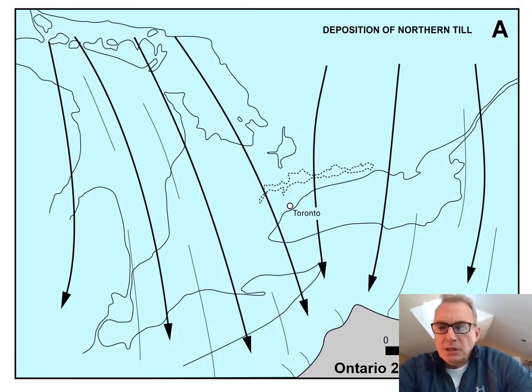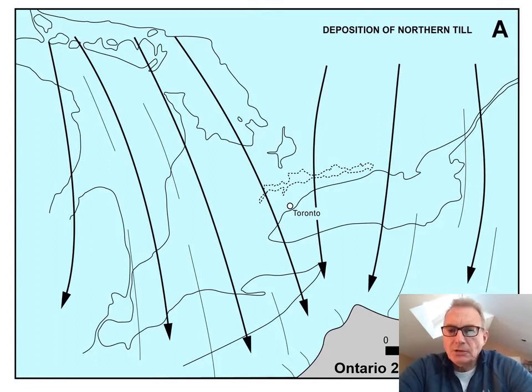So this is what our part of the world would have looked like about 20,000 years ago. I'm sorry I didn't indicate Owen Sound on there, but ice would have been sweeping down to the south into upper New York State, down into Pennsylvania, and as I say, it would be more than 1 kilometer thick.